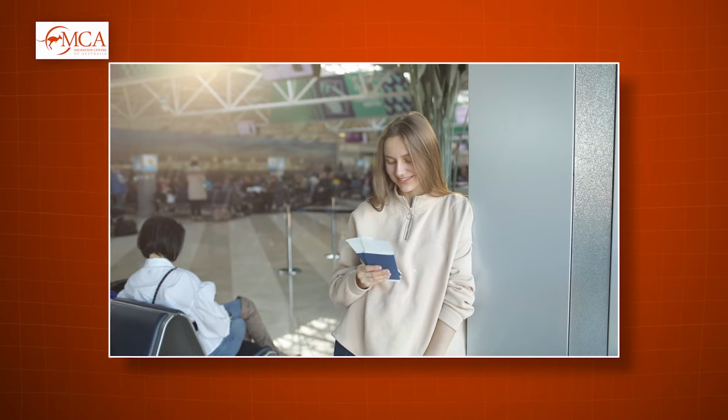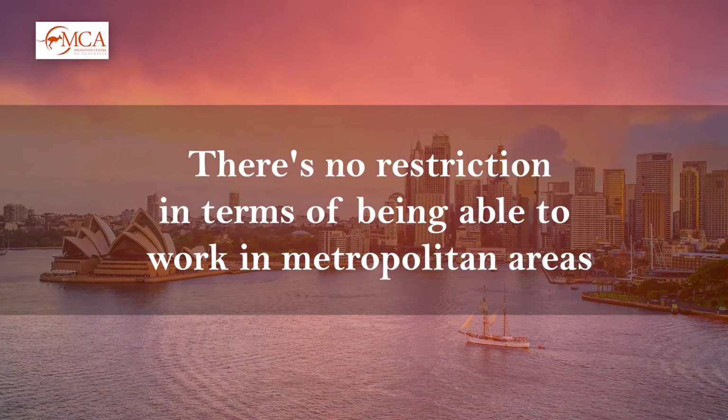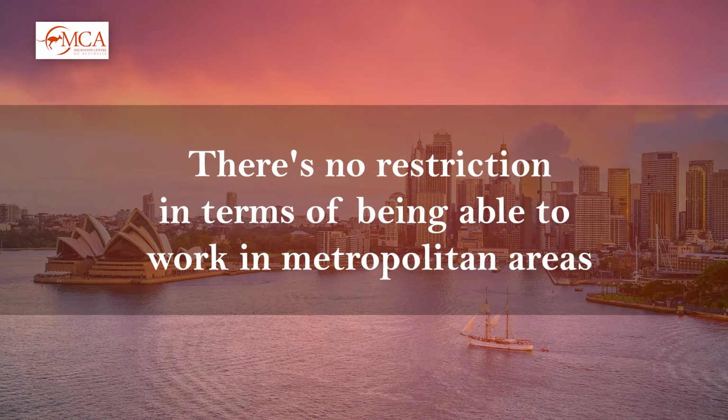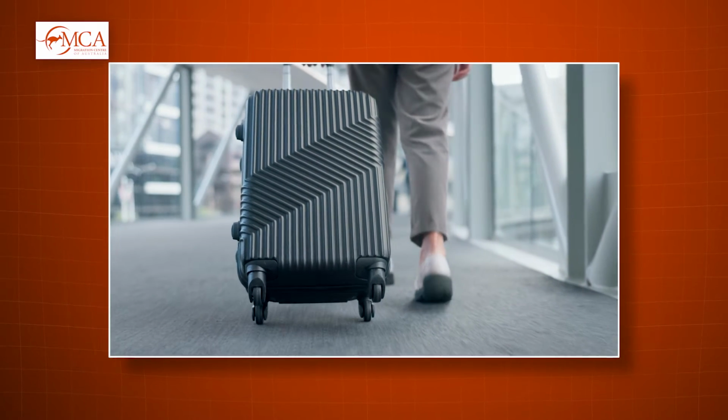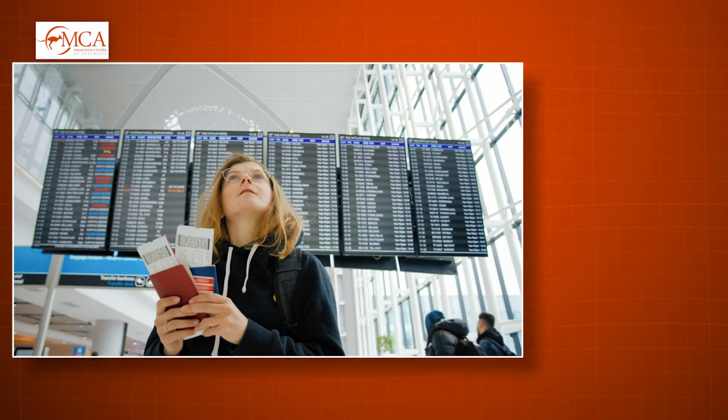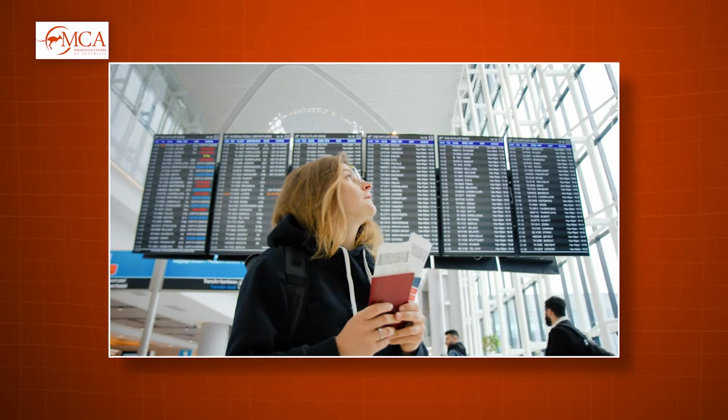Now, let's focus a little bit on the 190, which is what a lot of people prefer to try and get. The reason people prefer the 189 and the 190 is there's no restriction in terms of being able to work in metropolitan areas. They both allow people to do that. So the 189, you can move freely anywhere across any state. For the 190, you do have an obligation to remain in that state for 2 years in your specific occupation or just for work purposes.